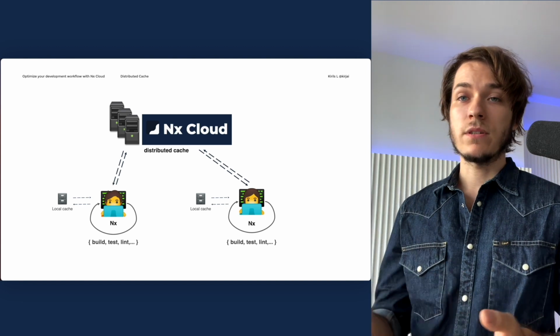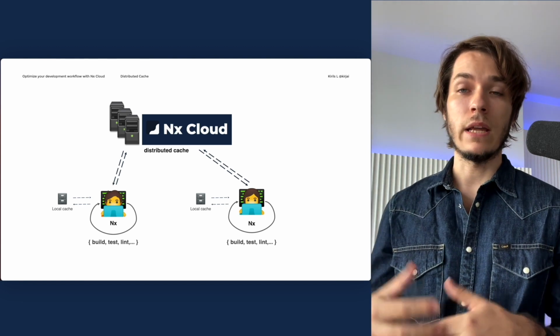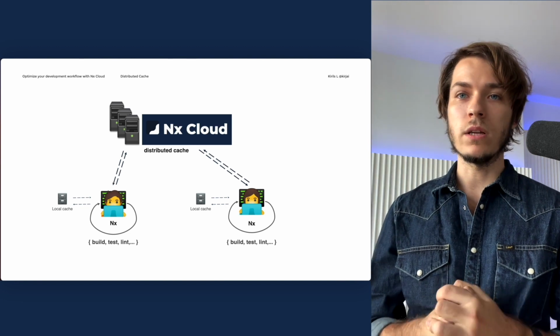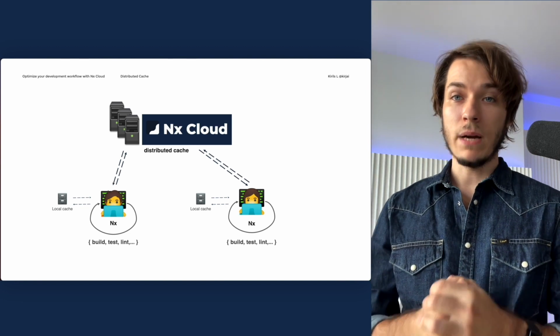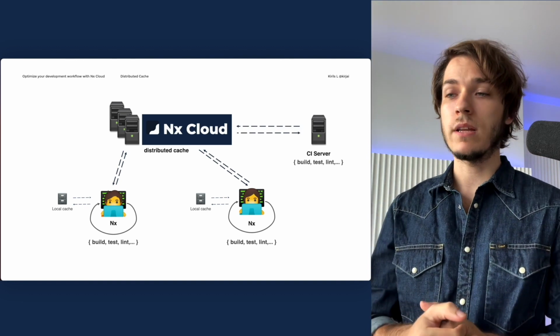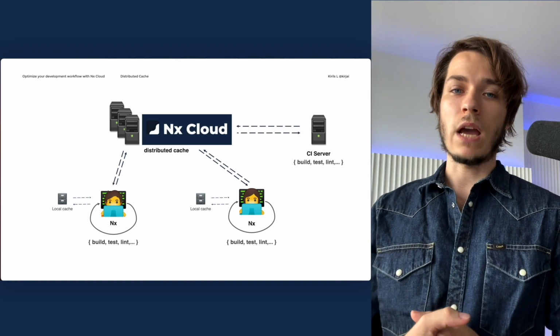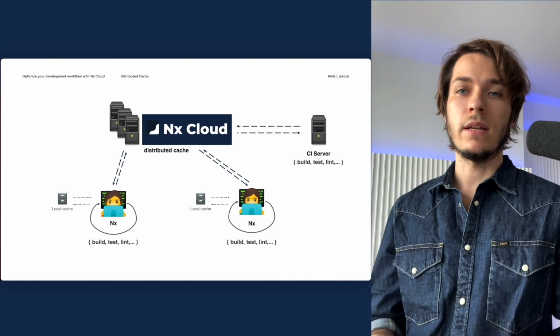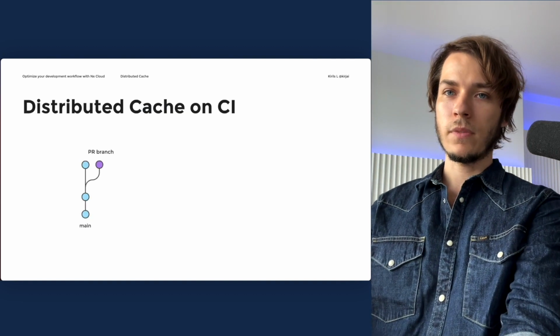But developers on your team and in your organization that are working on the same NX workspace aren't the only consumers of the distributed cache. In my opinion, distributed caching is also a great fit for CI. And to demonstrate the benefits of distributed caching on CI, let's look at the example of opening a pull request in an NX workspace GitHub repo.